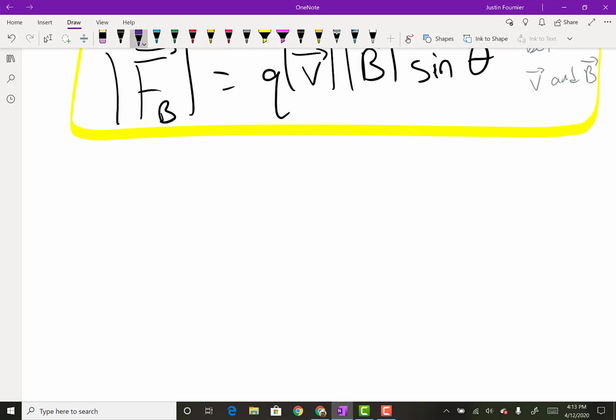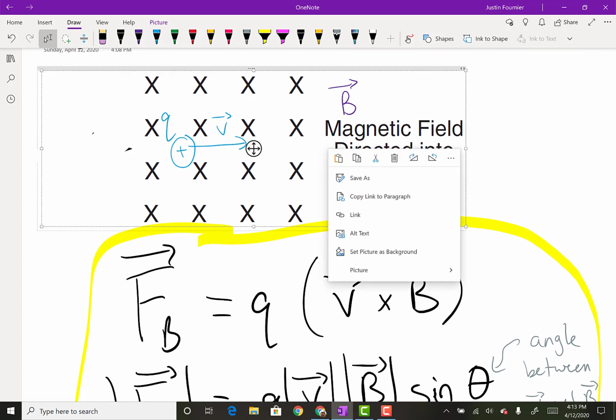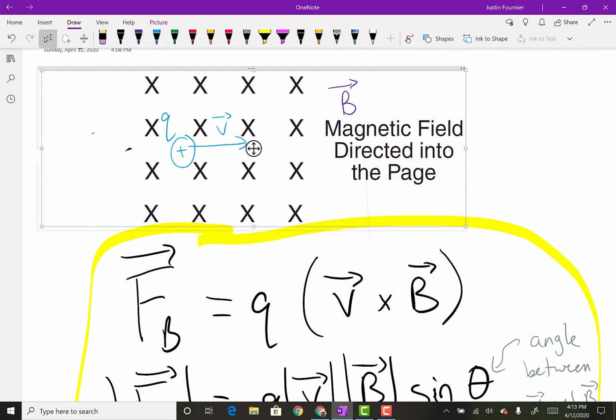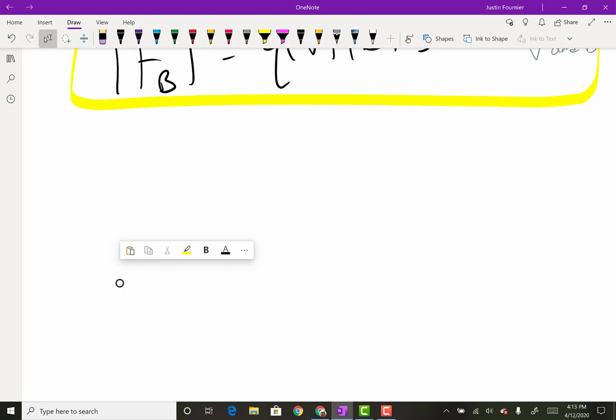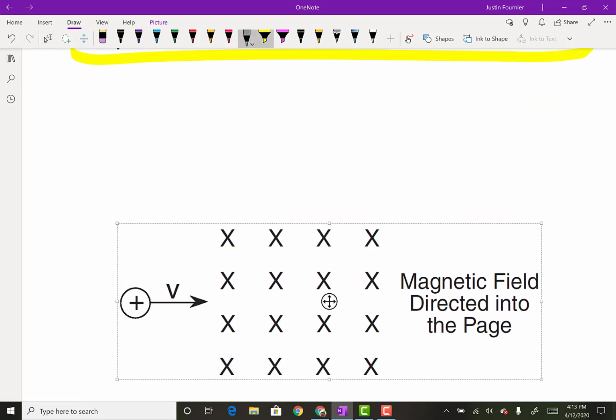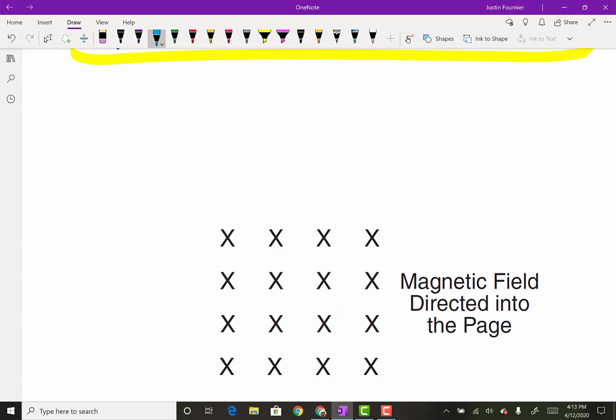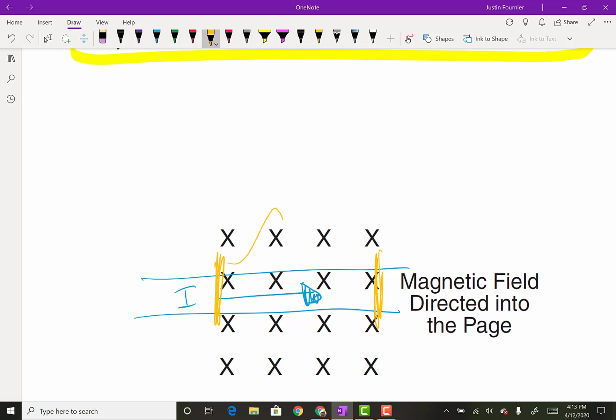what if we had instead, so let's use again the same thing here. Instead of this moving charge, let's say I had a wire with a current moving this way. So there's the current I moving that way, and it's in that magnetic field. And then let's say we're talking about a length between here and here. So it'll be a length L.